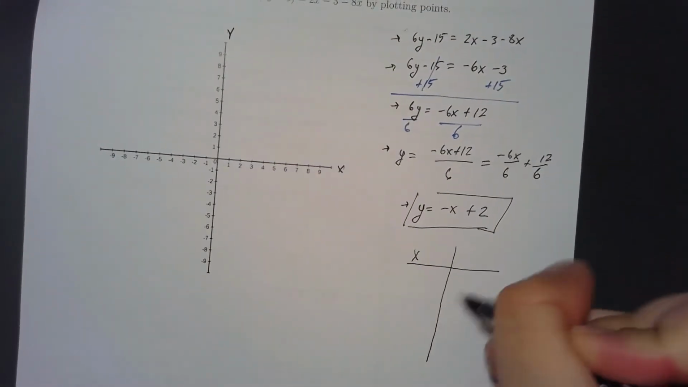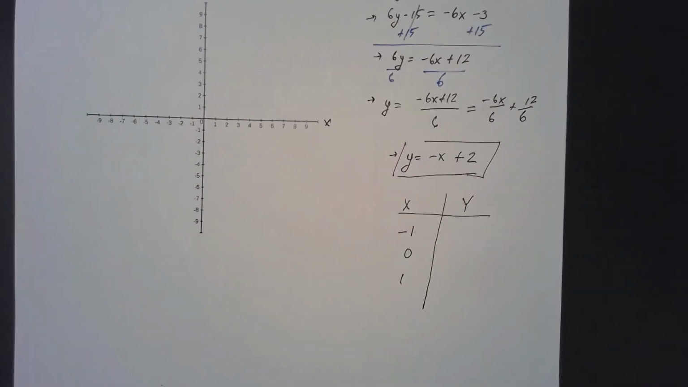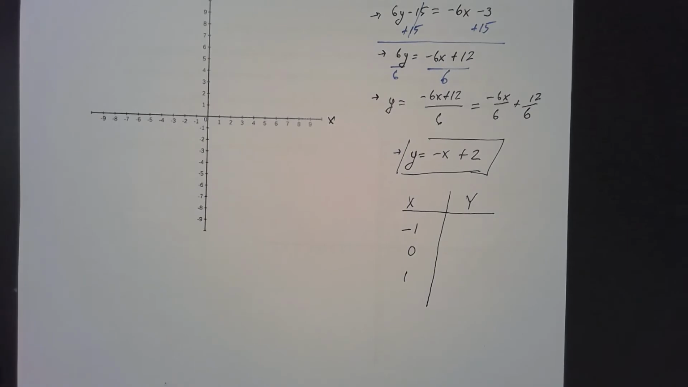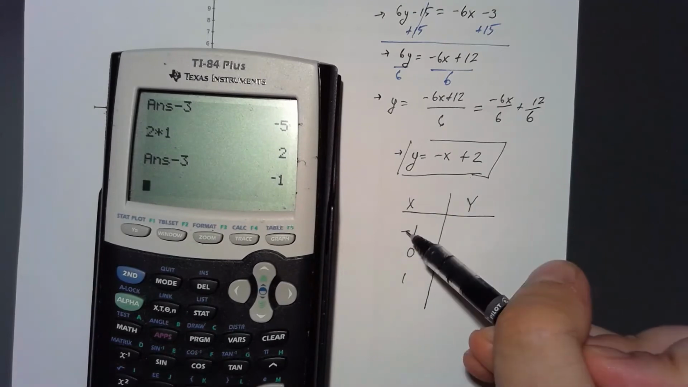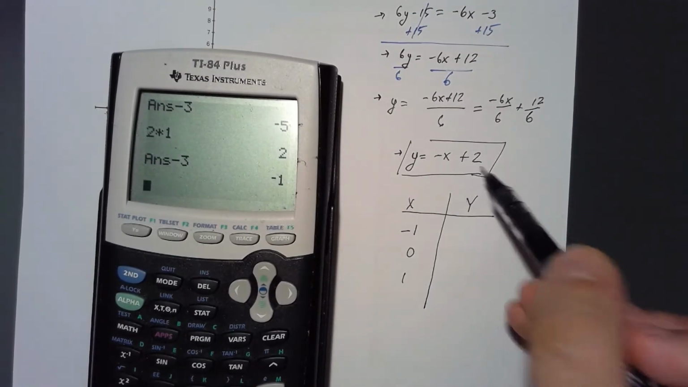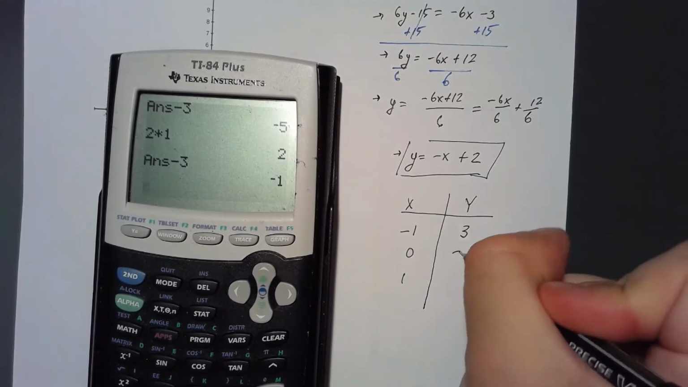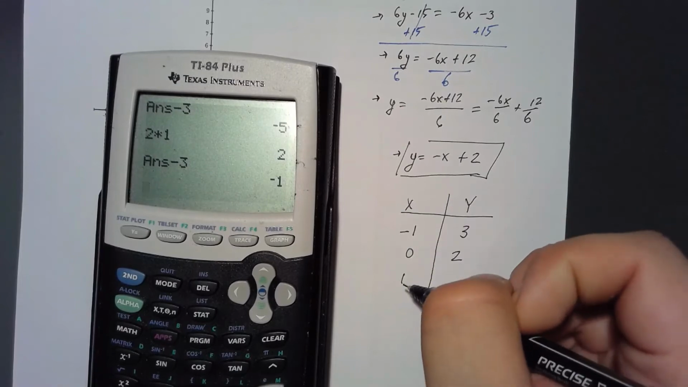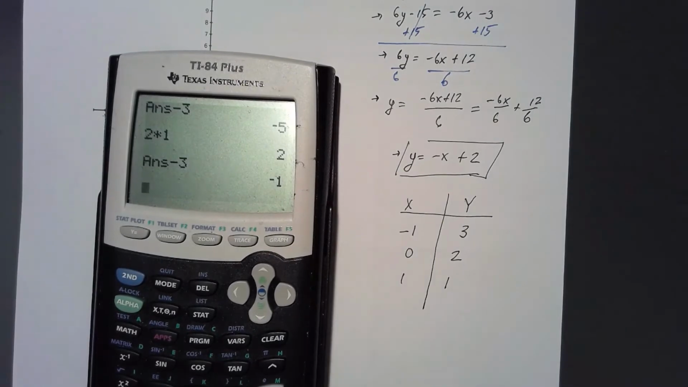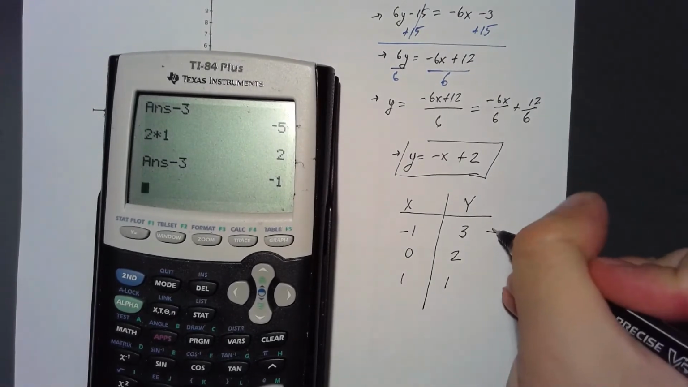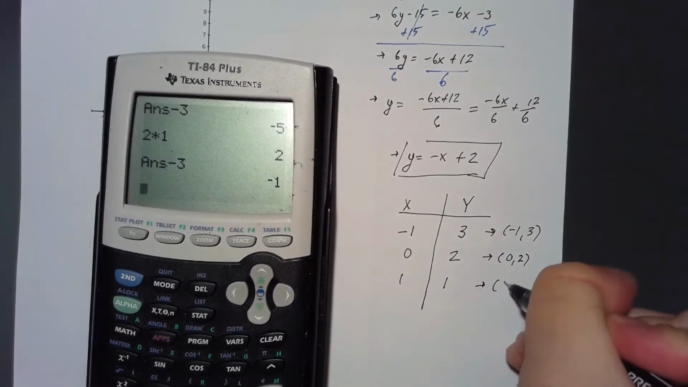Make my table. I only need 2 points, but I'm going to pick 3. I'm going to use the 3 I usually use. And let's use our calculator again. So negative of -1 is going to be +1, and 1 plus 2 is 3. 0, well, negative 0, 0, plus 2 is 2, and 1, well, negative of that is negative 1, plus 2 is +1. So my ordered pairs are -1, 3, 0, 2, 1, 1.